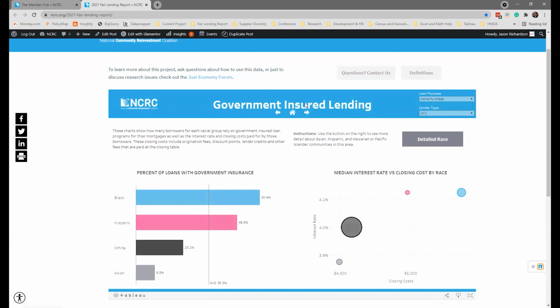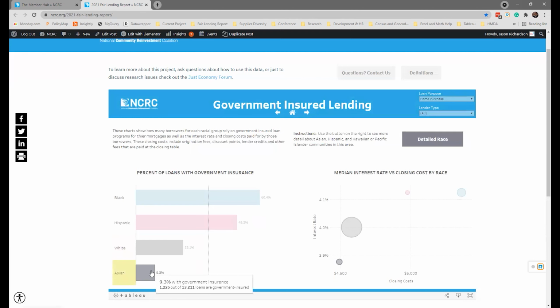Here we're looking at the impact of that. Government insured lending tends to be a little more expensive, but who uses these loan types? We can see on the left-hand side that 60% of Black home buyers use FHA or VA lending for their home purchases. Almost 50% of Hispanic borrowers, 23% of whites, and less than 10% of Asians.